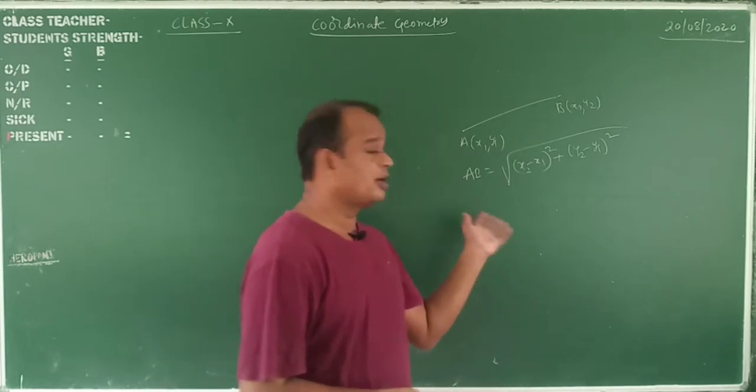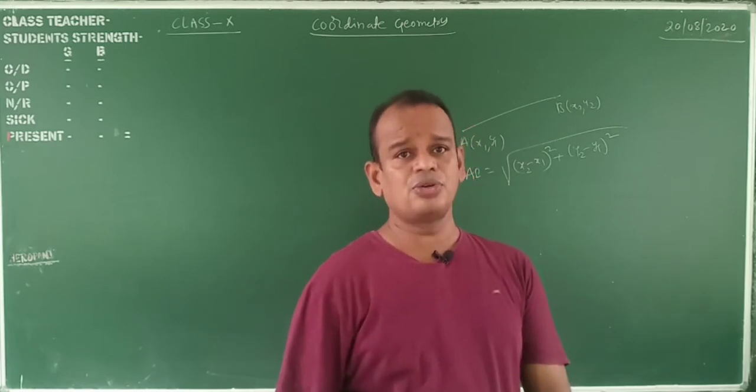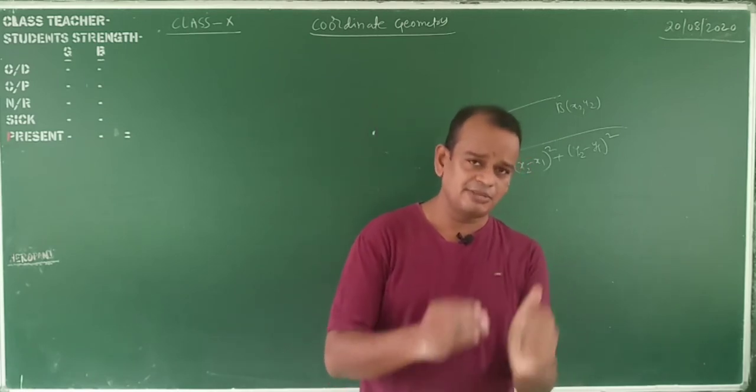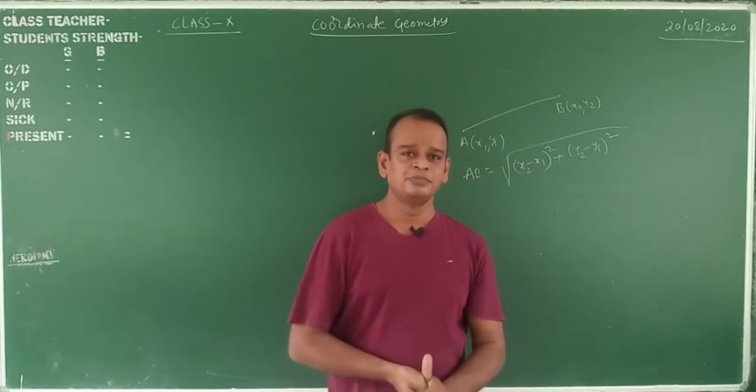Yesterday I told you, collinear means the area of the triangle is equal to 0. Show that the points are collinear means you find the area of the triangle, it must be equal to 0. Then the points are collinear 100%.